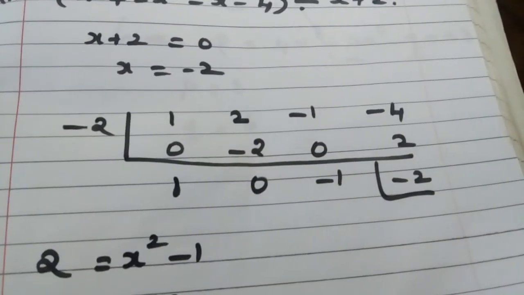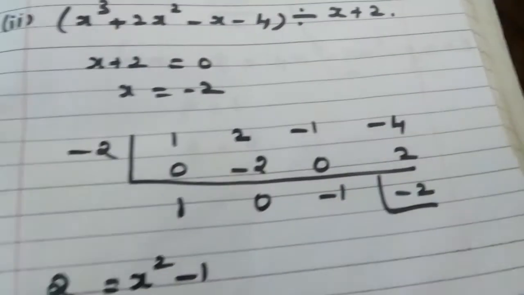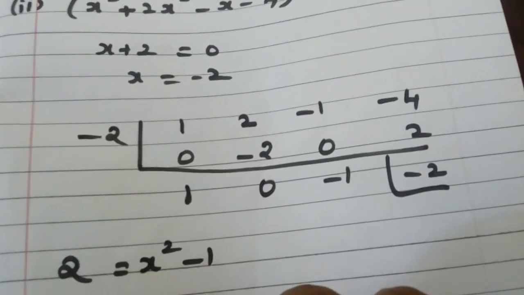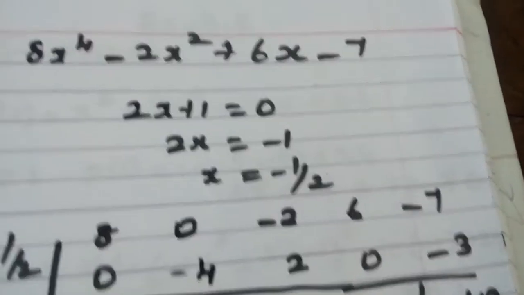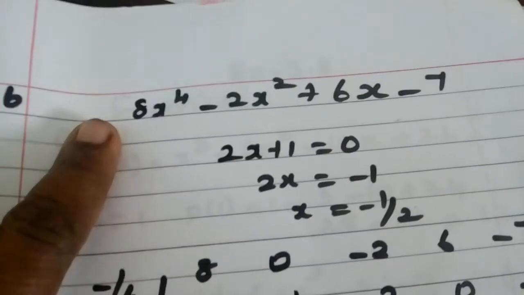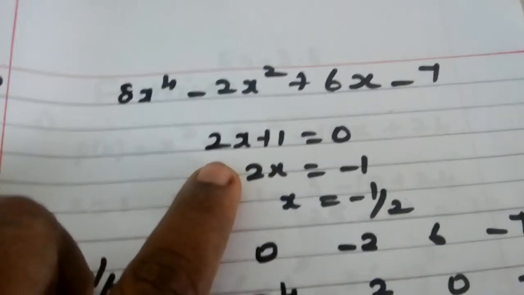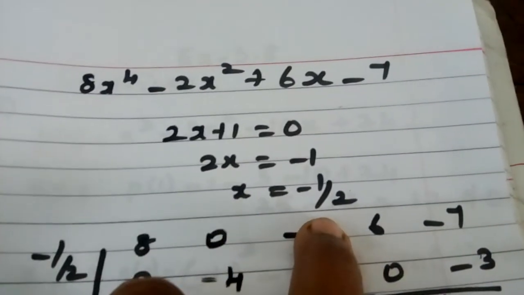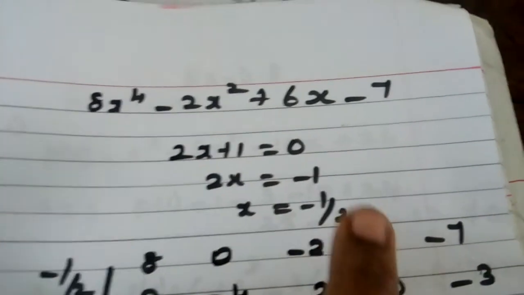Find the quotient obtained on dividing 8x power 4 minus 2x squared plus 6x minus 7 by 2x plus 1, and also find the remainder, they've asked. They are asking you to find the values in the form of... yes. Now see here, 8x power 4 minus 2x squared plus 6x minus 7. This is what is given here, and 2x plus 1 equal to 0. As I said, always we should equate to 0 and get the value of x. X equals, I got minus half. It came in terms of a fraction. No botheration, same process only.